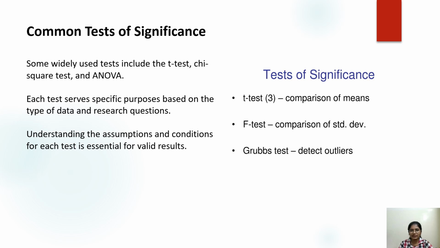Common tests of significance. Some widely used tests include t-test, chi-square test and ANOVA. Each test serves a specific purpose based on the type of data and research questions. Understanding the assumptions and conditions for each test is essential for valid results. T-test means comparison of means, F-test means comparison of standard deviations, Grubbs test means detecting the outliers.